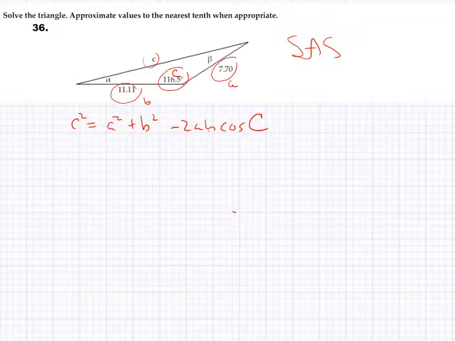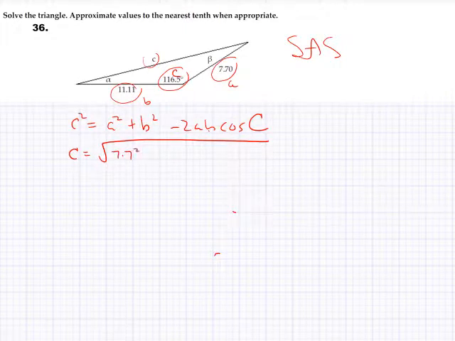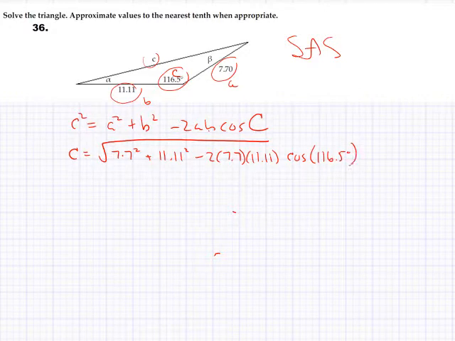So if we did that, we would say C equals the square root of 7.7 squared plus 11.11 squared minus 2 times 7.7 times 11.11 times the cosine of 116.5 degrees. And that'll give us side C. So from that, I get C to be 16.10 with rounding. So that's my measure for side C.